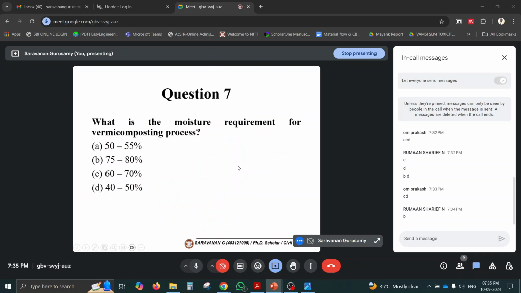Okay. So seventh question. What is the moisture requirement for the vermicomposting process? 50 to 55, 75 to 80, 60 to 70, 40 to 50. 60 to 70. Yeah. If the moisture content is less, it is dry. All the microorganisms will die in the composting process. All the worms will die in the vermicomposting process. If it is too wet, it will create anaerobic condition. It will liberate ammonia. So again, microbes will die, and the worms also will die. So optimum moisture content of 60 to 70 should be followed.